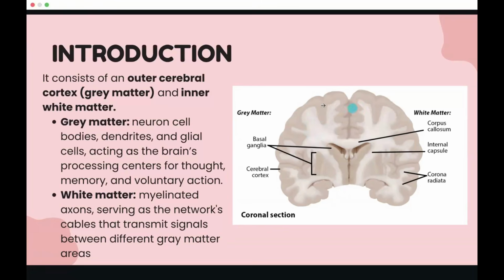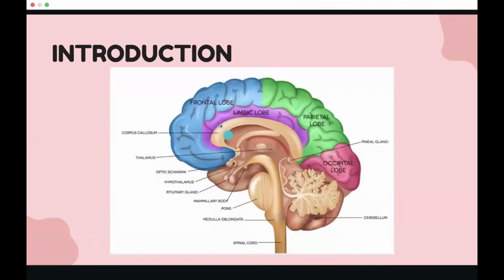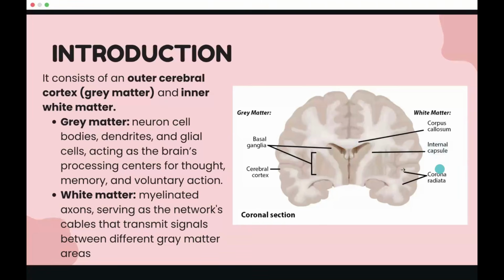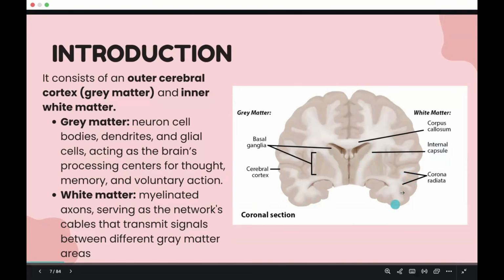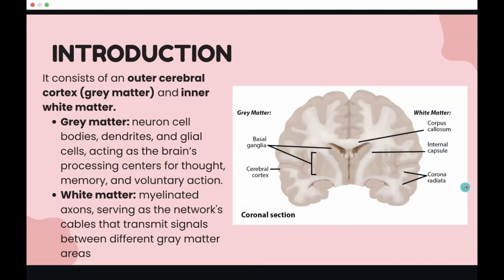The gray matter makes some structures such as the cerebral cortex and the basal ganglia, the inner basal ganglia, like here and here. And the white matter makes up the corpus callosum, which makes the junction between the two hemispheres, the internal capsule, which we'll be talking about more later on, and the corona radiata. This is a coronal section to better visualize what gray matter is and what white matter is.